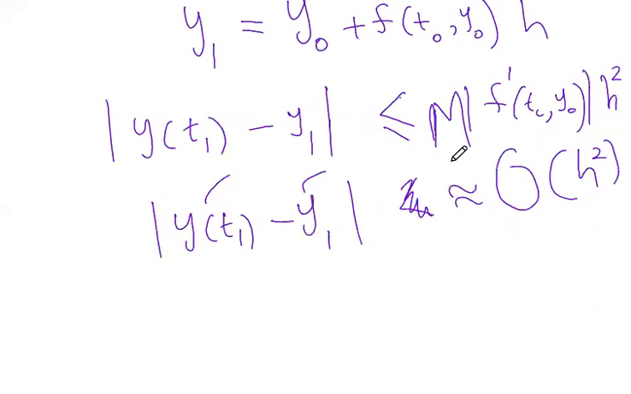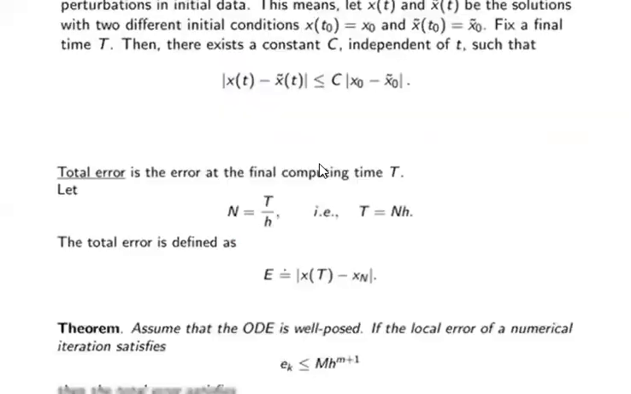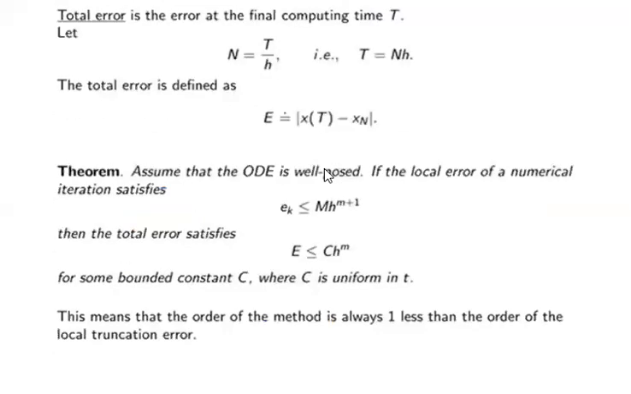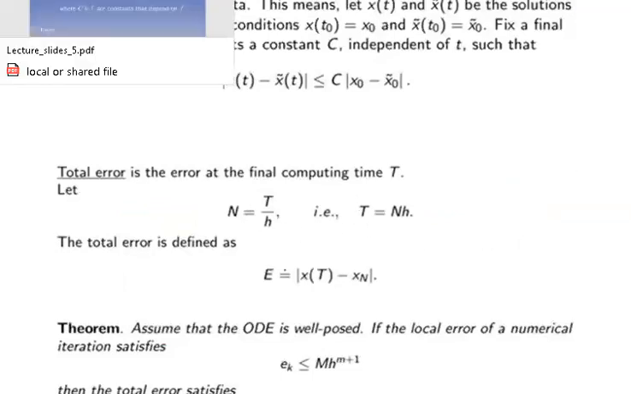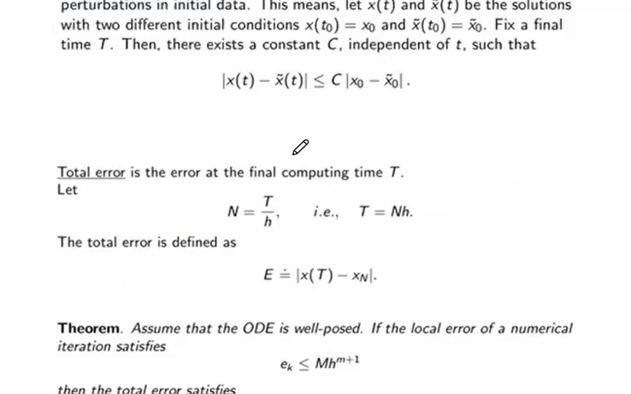Okay, so let's compute the total error. So here we have the total error, and let me draw. We computed the number of intervals, n is the number of intervals. The length of the original interval is b minus a, divided by the length of each subinterval h, right?